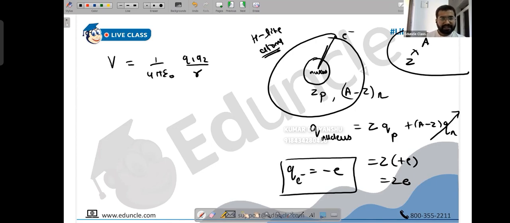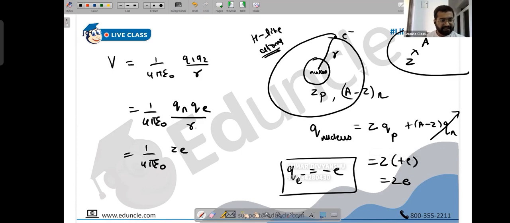So what is the potential between them? I can say this is 1 upon 4 pi epsilon naught into q1, the charge of the nucleus, q2, the charge of the electron, upon r, where r is the radius. So this is 1 upon 4 pi epsilon naught, Qn that is Ze, Qe that is minus e, upon r. So we have minus of 1 upon 4 pi epsilon naught Ze square upon r, or you can just write e square upon r into Z. This is V of r.